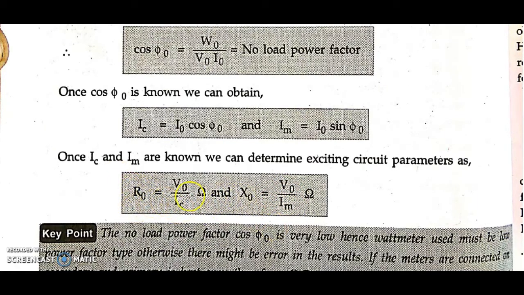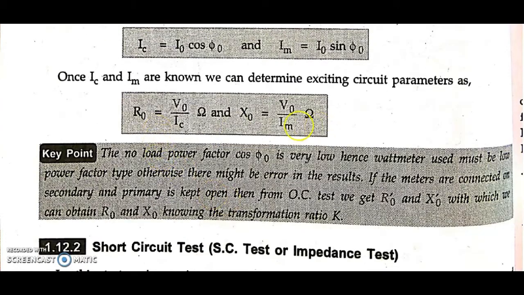So R0 and X0 can also be calculated, because these are equivalent circuit parameters. Yes or not? R0 is there, X0 is there, IC is there, IM is there. These are your equivalent circuit parameters. Along with the efficiency and regulation at any power factor as well as load, you can also calculate the equivalent circuit parameters by using the indirect load test. So this is all about the OC test.